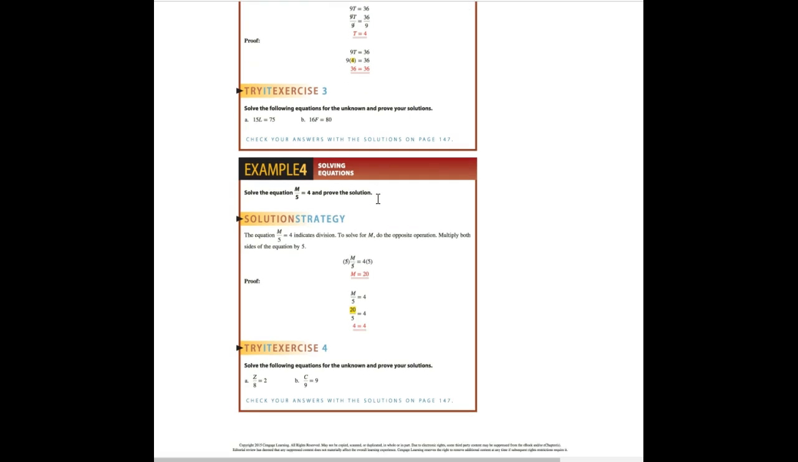Then in example 4, we're looking at division. The equation is m divided by 5 equals 4. Since we are dividing, we're doing the opposite. We're going to multiply each side by 5. So you can see right down here, you get m equals 20. Again, they've done their proof, which is the checking step of your work, and it does check out. So pause the video right now. I want you to try it exercise 3 and try it exercise 4, and then come back to the video. Okay, you should have checked your answers with the solutions on page 147.